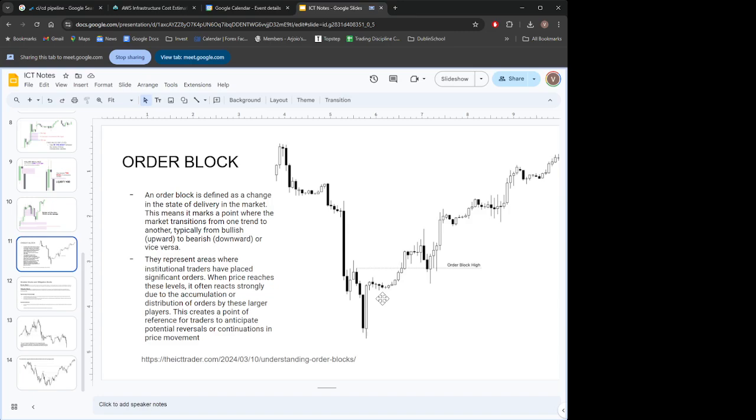Essentially, in other words, when a market is going down, there is a tendency for institutions to buy.